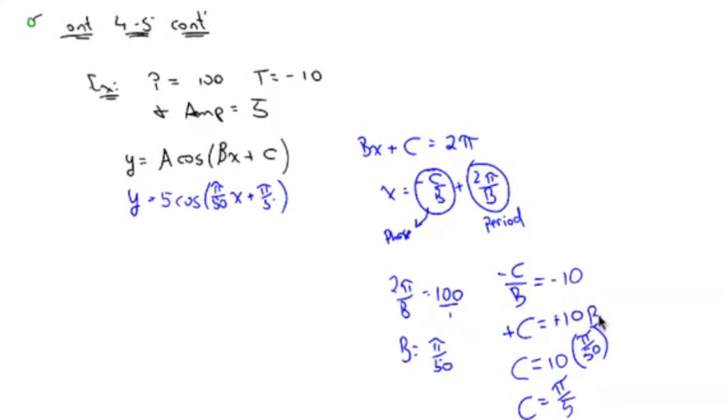Decent? This function, since we designed it, has a period of 100, a translation of 10 to the left, and an amplitude of 5. So it fits all the given information. I have a question. Since that has parentheses, it does the opposite of what you expected for the translation, right.